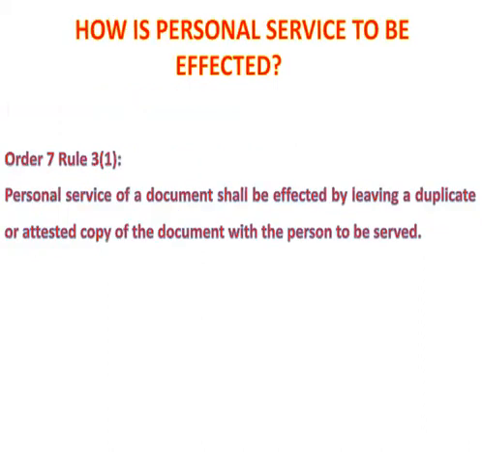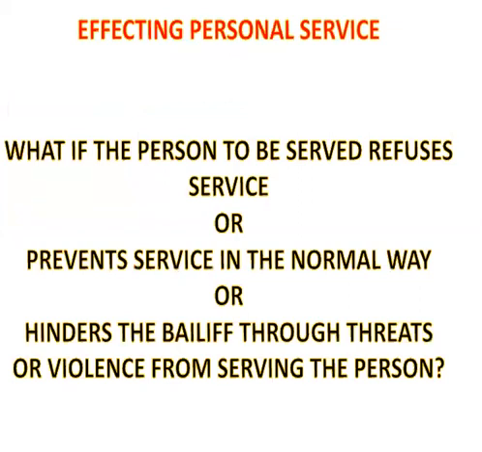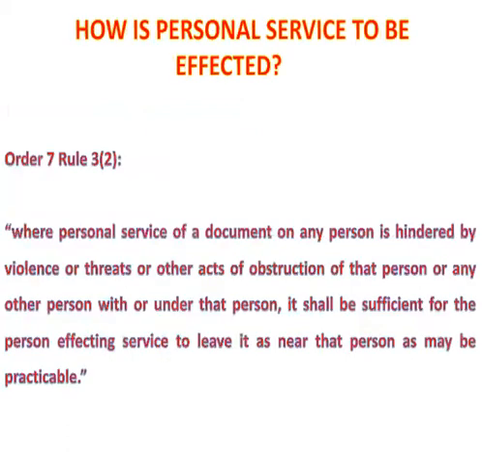How do we effect personal service? Like I have said, you effect personal service by leaving a duplicate or attested copy with the person who has to be served. What if the person refuses service or prevents service in the normal way? Remember Order 7 Rule 3 sub Rule 2. Where personal service of a document on any person is hindered by violence or threats or other acts of obstruction of that person or any other person with or under that person, it shall be sufficient for the person effecting service to leave it as near that person as may be practicable.